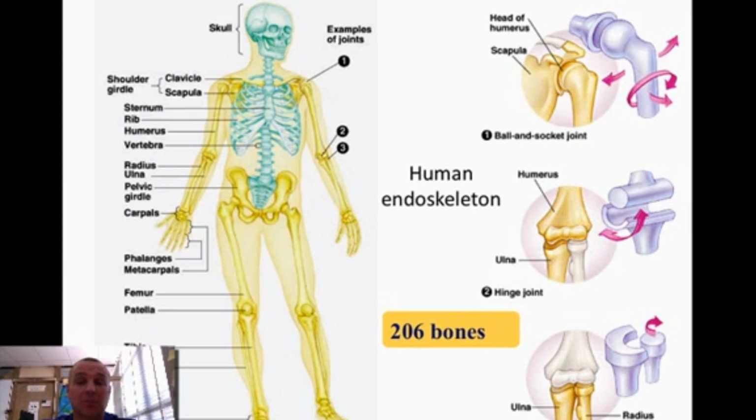Now, there's different types of joints. There's a ball and socket joint, like in our shoulder. There is a hinge joint, like in our elbow. There's a pivot joint, like in our neck. So we have different types of joints.